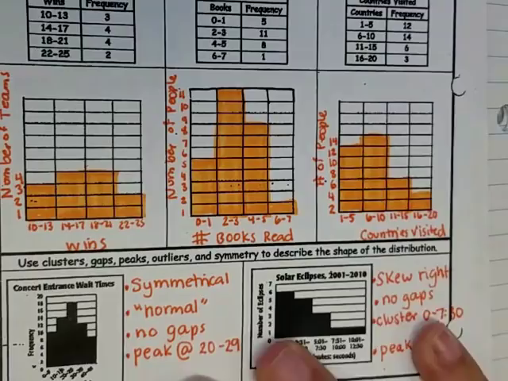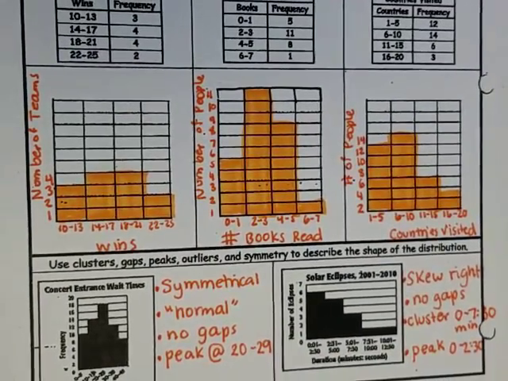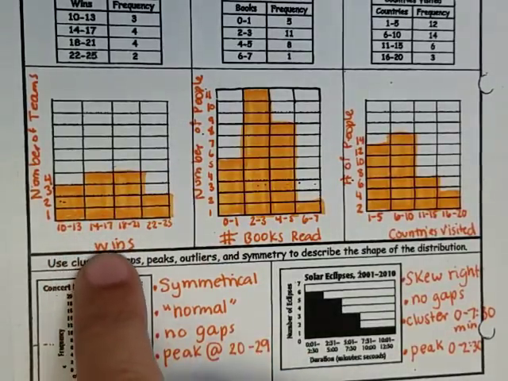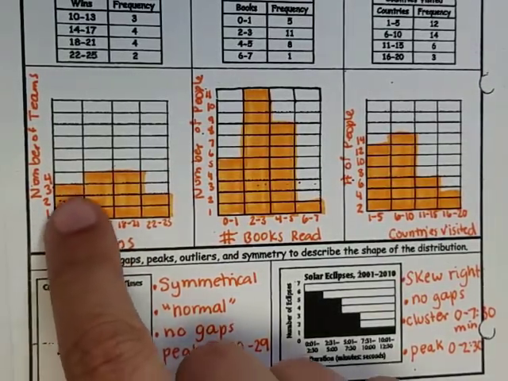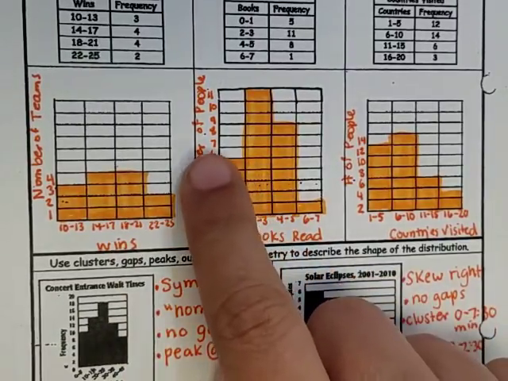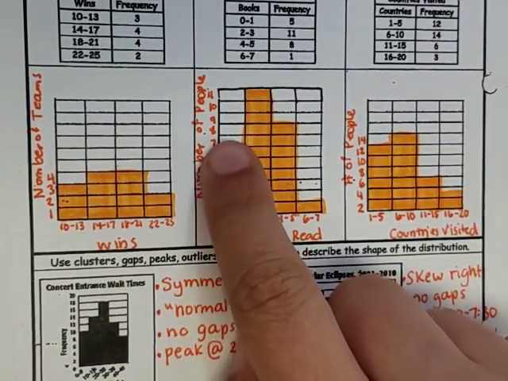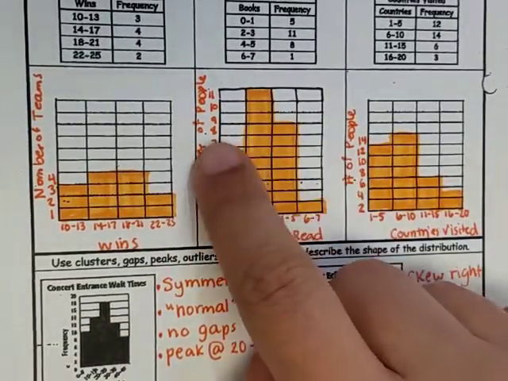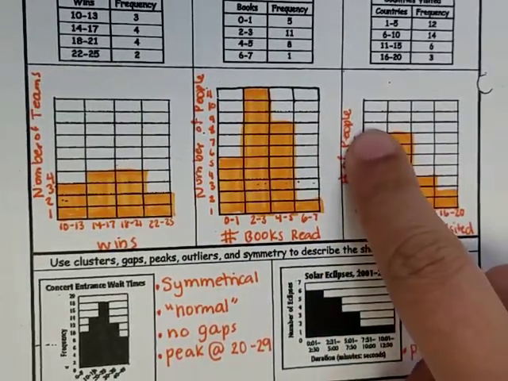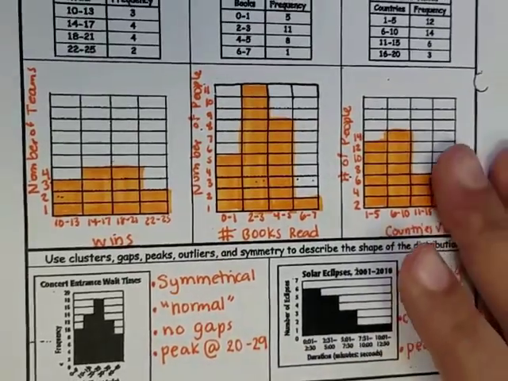All right, down here, there were 3 things going on. You had your NBA team, your books read, and your countries visited. Again, I titled each one, and then I filled in my information. So please make sure that yours look like so. This looks uniform. This one I'd either call symmetric or skewed right. This one's definitely skewed right because it starts off really high and then goes really low.